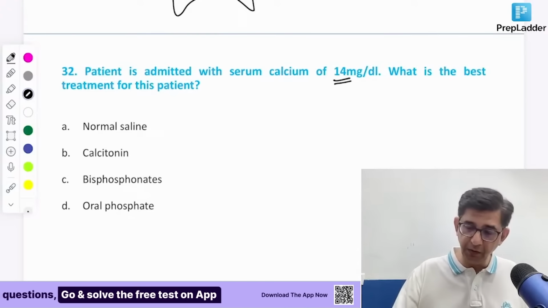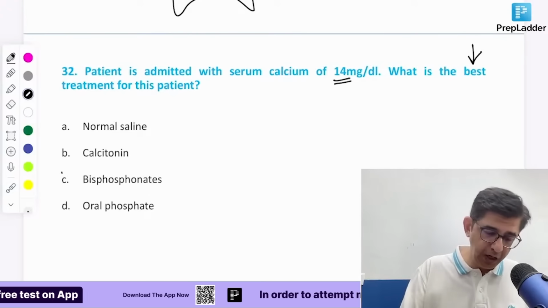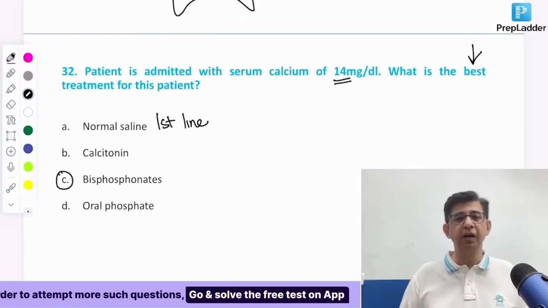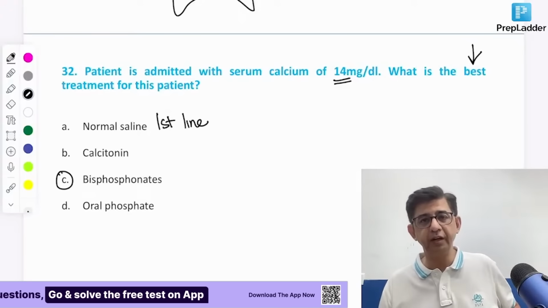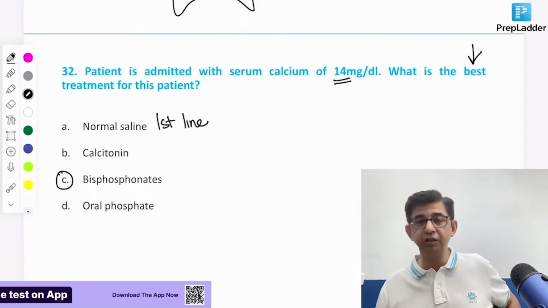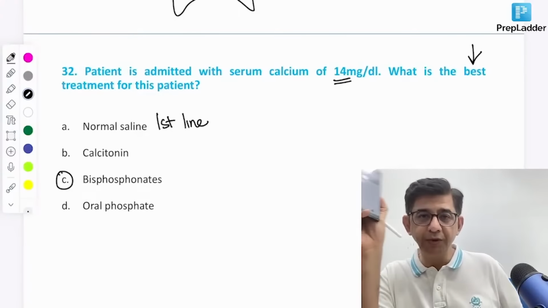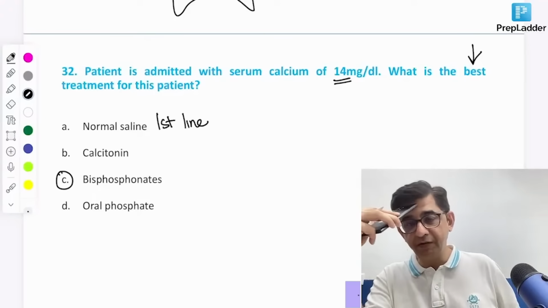Okay, so if he says the word best, then the answer is C. And if he says what is the first line management for this patient, then the answer is normal saline. So if the question says best, then it is bisphosphonates. If it says first line, the answer would be given as A. The only reason why I have not given option as A is because it is first line treatment.